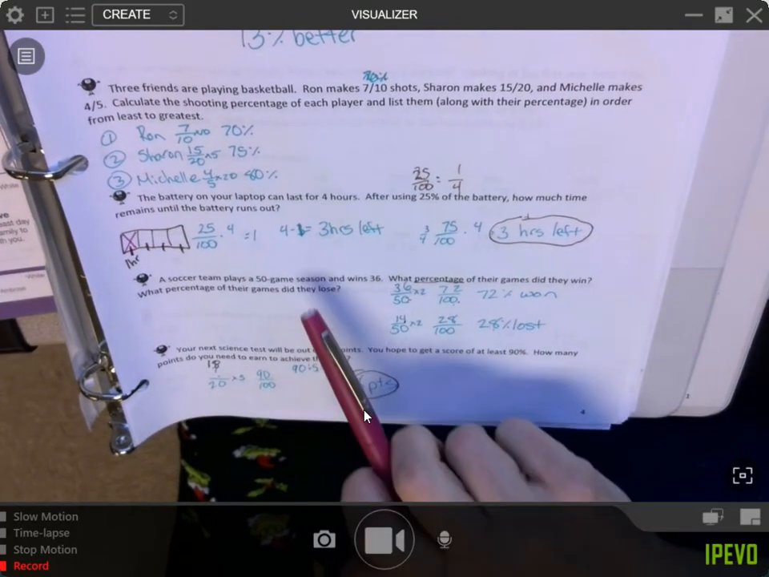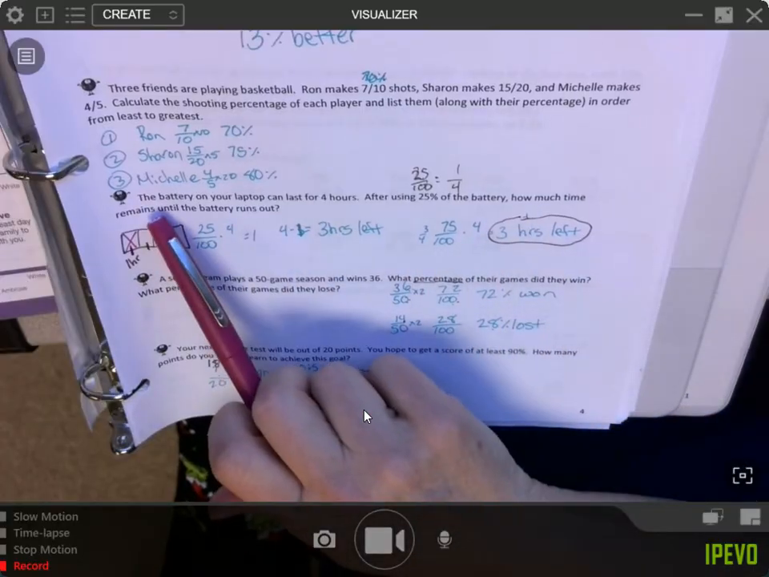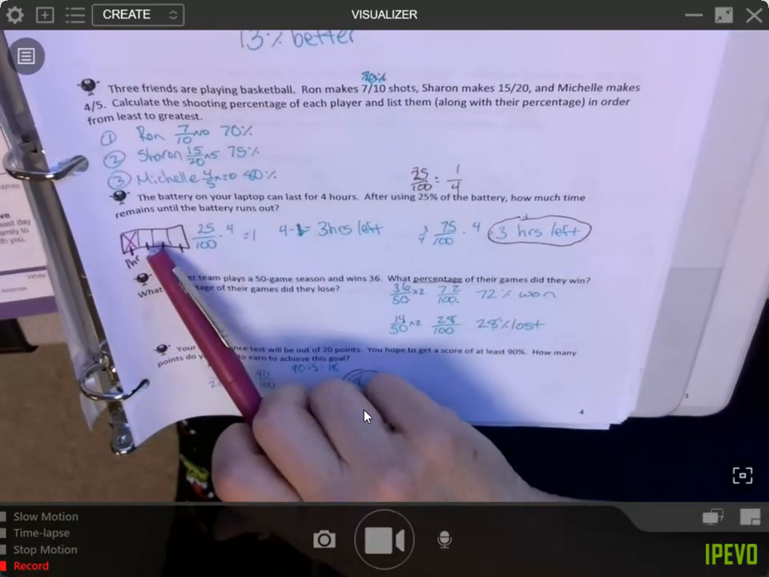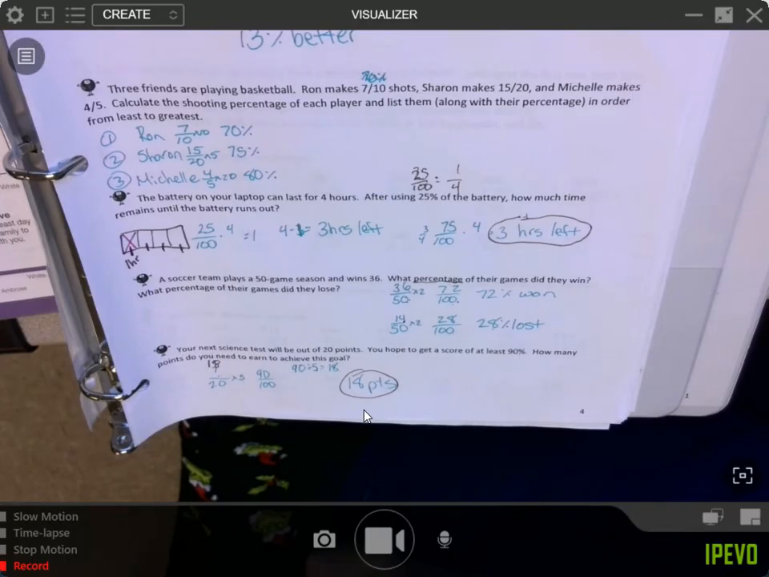The question is, how much time remains? Well, 3 hours remain on our battery. So if we know 1/4 was used, we know 3/4 are left. So that would be 3 hours. Adeline.